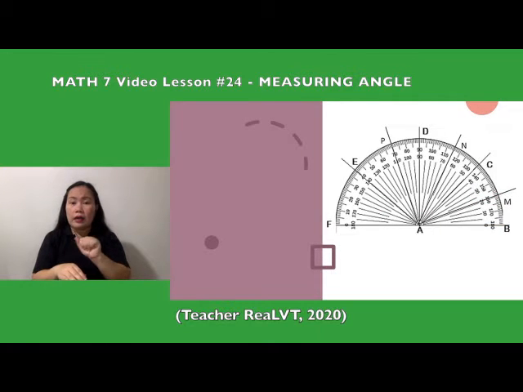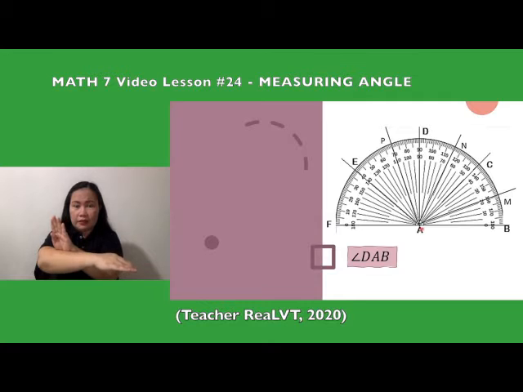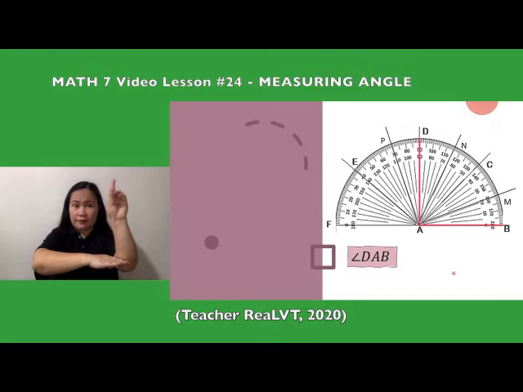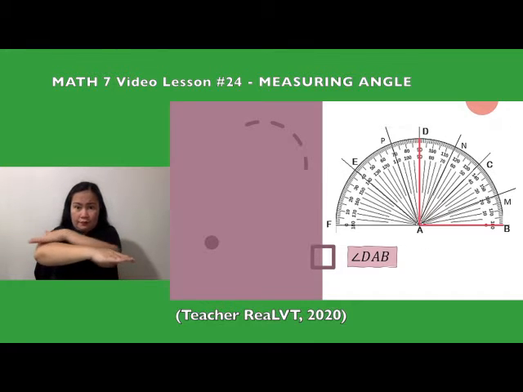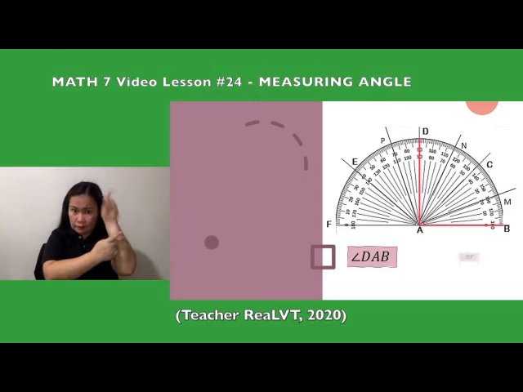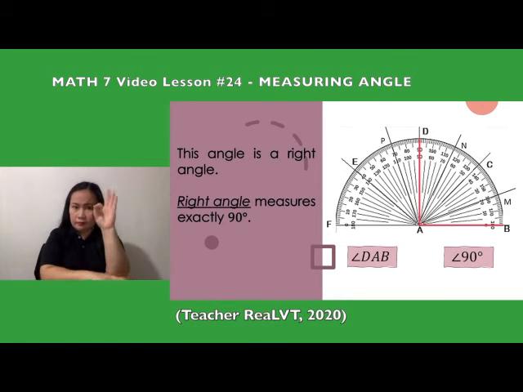Let us now proceed to the second kind of angle. So we have the given angle DAB. Again, simulan natin ang pagdodraw ng angle doon sa zero line, so line AB. And then, papunta naman sa D, so simula sa A or line AD. Next, as you can see, we drew an angle which nag-form ng letter L. So naglay siya sa eksaktong 90 degrees. So angle DAB has the measure of 90 degrees. This angle is a right angle. A right angle measures exactly 90 degrees.